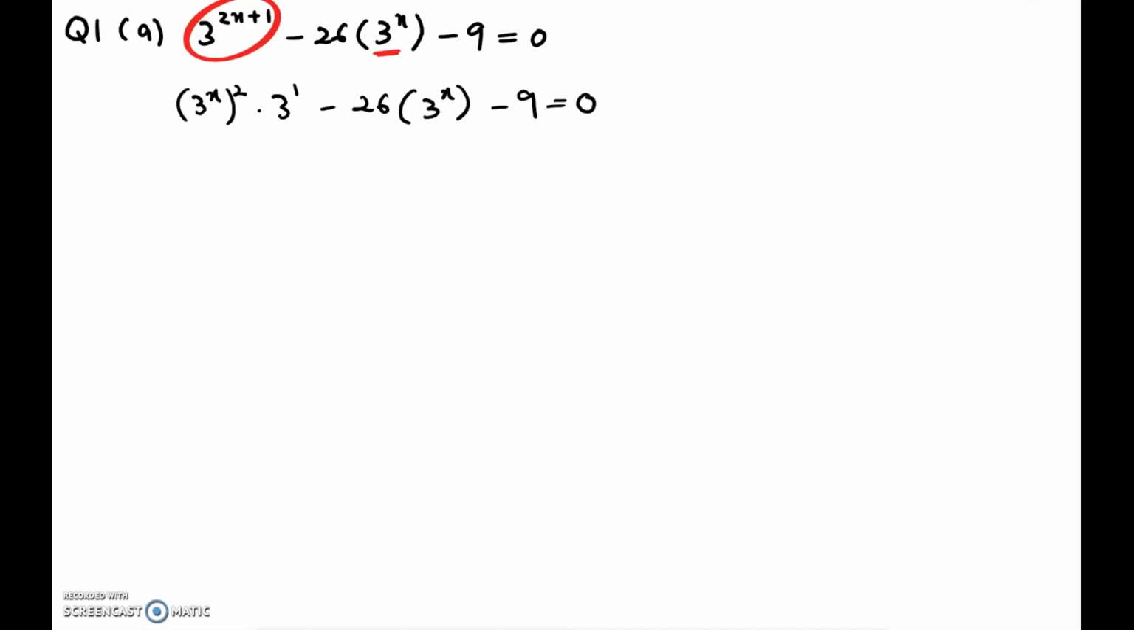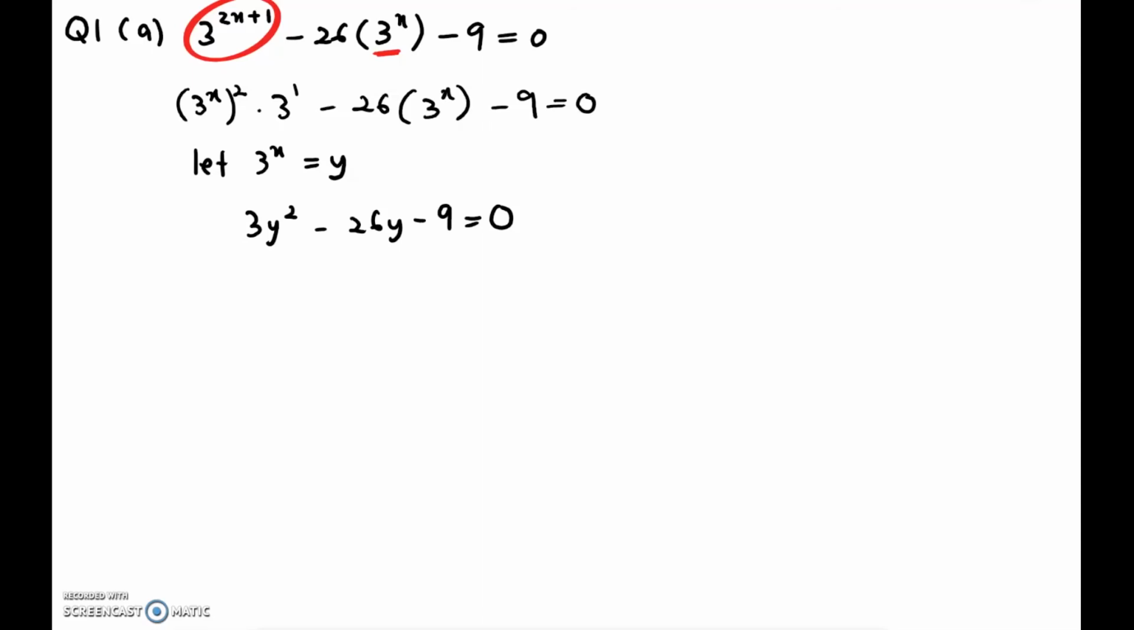Here you can already see the similarity inside this question is 3 to the power of x. So what you should do next is let your 3 to the power of x become another variable, so then you can easily calculate it. Let's say I let 3 to the power of x equal to y. By substituting it into this equation, you will get 3y squared minus 26y minus 9 equal to 0. There, you find a quadratic equation.